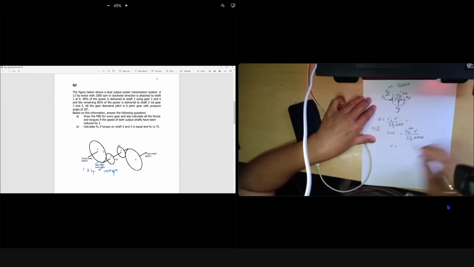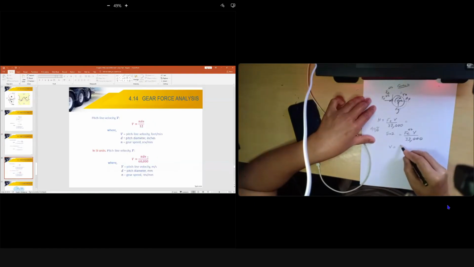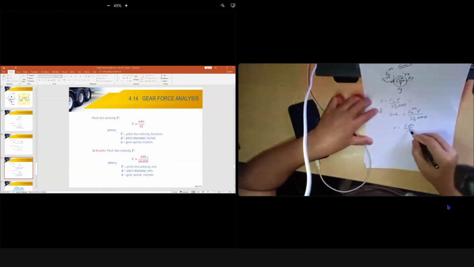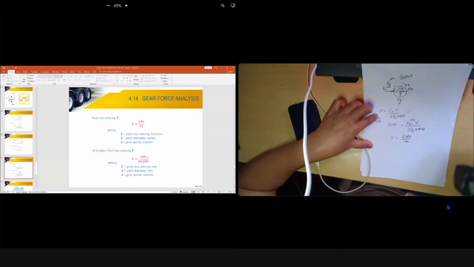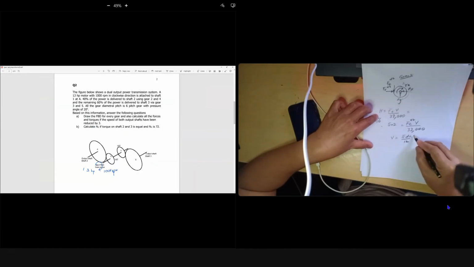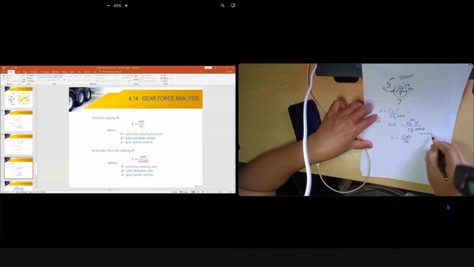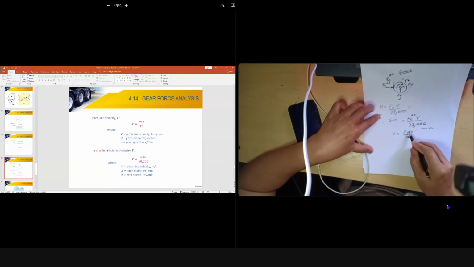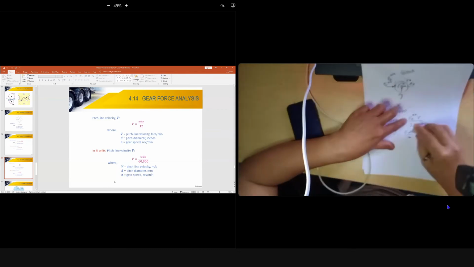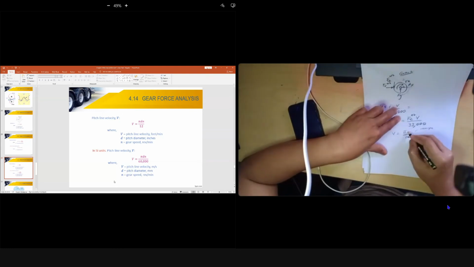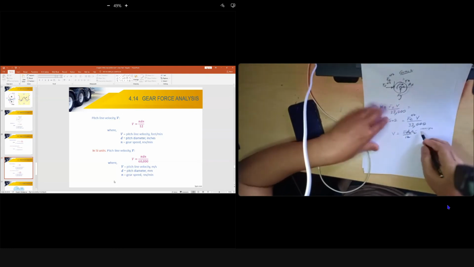If you look at your notes or your PowerPoint, V for English is pi D N over 12, whereas for metric it was pi D N over 60,000. The diameter will be in inches, and N, as mentioned just now in your question, is 1000 RPM. We need to find the diameter of gear 2. So V is pi D2 N2, where N2 is 1000 RPM.